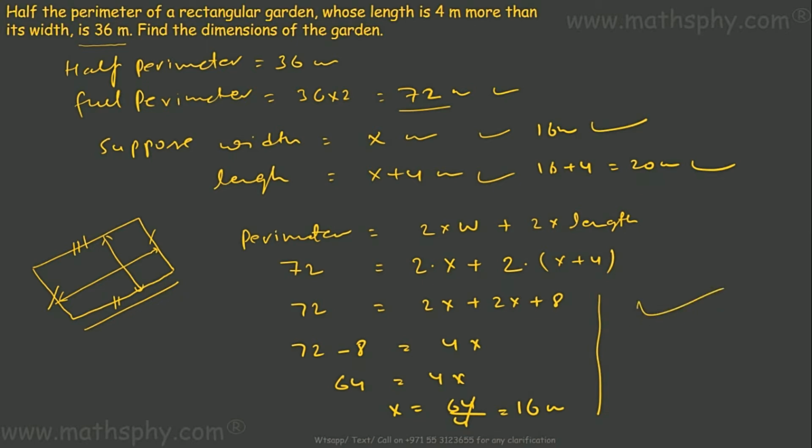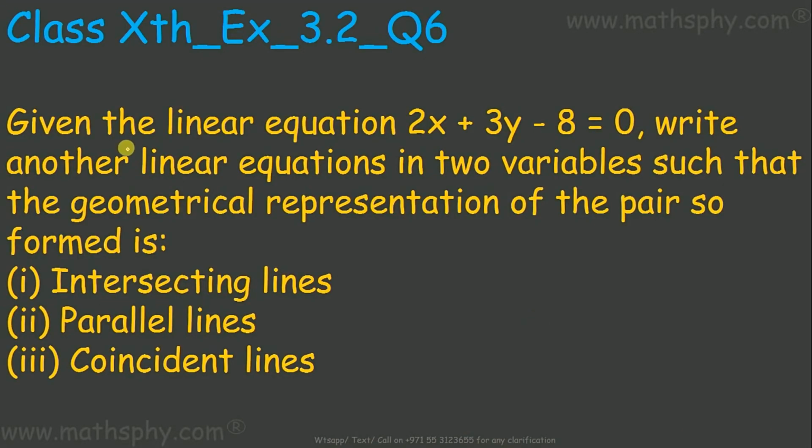Done? This question here, it says, given the linear equation 2x plus 3y minus 8 is equal to 0, write another linear equation in two variables such that the geometrical representation of the pair so formed is intersecting, parallel, and coincident. Means we have to write three equations. When they pair up with this given equation, then those pairs should give intersecting, parallel, and coincident lines.